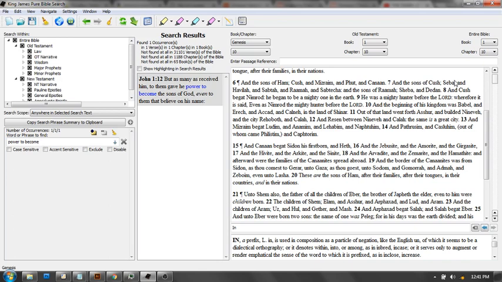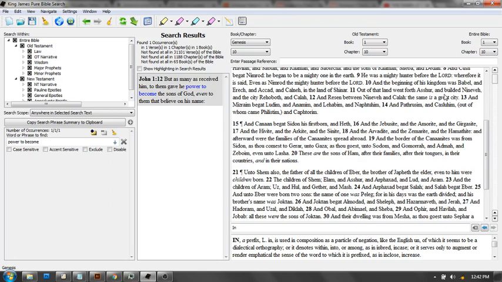Afterwards, we're going to find out when that afterwards took place. And the borders of the Canaanites was from Sidon, as thou comest to Gerar, unto where? Gaza. Remember where Gaza is? It's in present Israel. As thou goest unto Sodom and Gomorrah, and Admah, and Zeboim, even unto Lasha. Okay? These are the sons of Ham, after their families, after their tongues, in their countries, and in their nations. So all those people that we've mentioned are the sons, grandsons, and great-grandsons of Ham, the last son of Noah, the one whose son was cursed by Noah, the one who saw Noah's nakedness. Please, like I said, go back and read chapter 9.